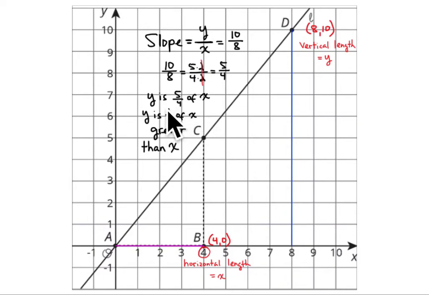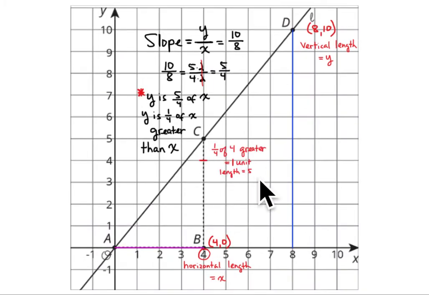This is the relationship in words: y is 1/4 of x greater than x. X is 4, and 1/4 of x is 1. So y is 1/4 of x greater than x. X is 4, 1/4 of 4 is 1, so y is 1/4 greater than that, which is going to be 5 units. 1/4 of 4 greater equals 1 unit, which gives you a length of 5. This 1 unit right here is 1/4 of the horizontal length.